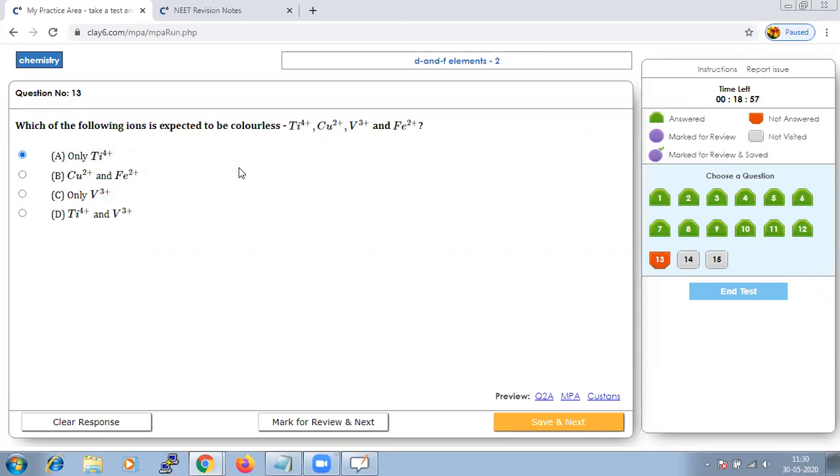Do the electronic configuration and check how many unpaired electrons it has. If they have unpaired electrons, that means it will be colored. And if they do not have unpaired electrons, it will be colorless. Let us save that and go to next.